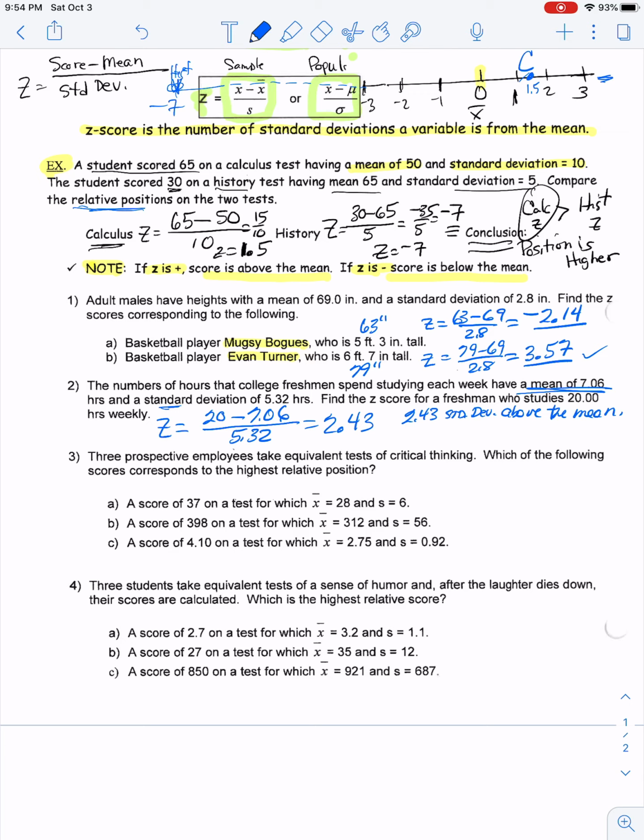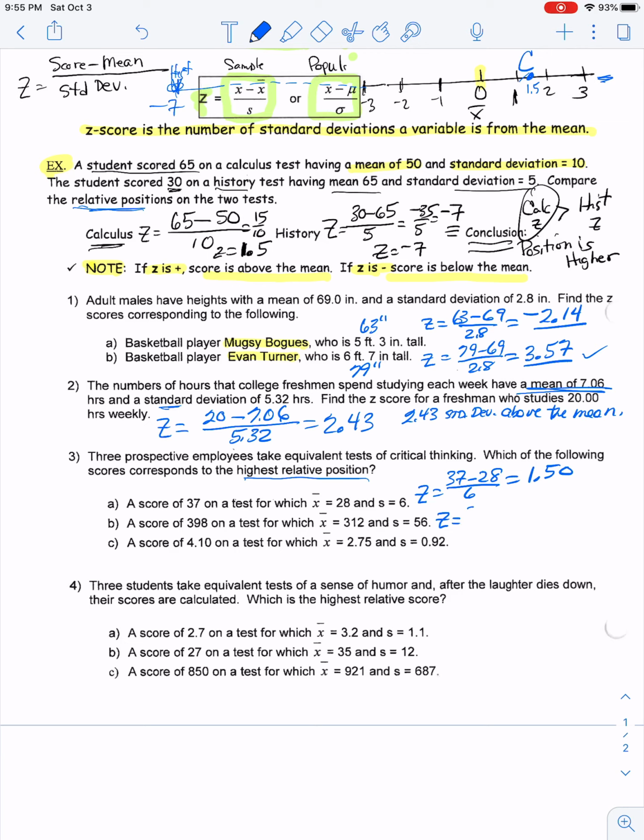So it says, of these three, which of the following corresponds to the highest relative position? So which one is the furthest to the right on our number line? All right, so first one, we have a score of 37. So the z is going to be 37 minus the mean, 28, divide by the standard deviation. Okay, on the calculator, I get 1.50.